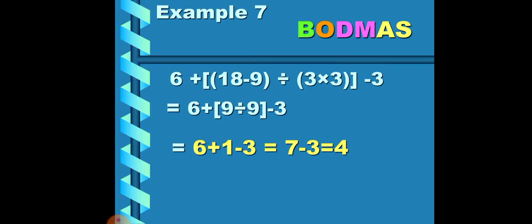So in the last step you can see I have written 6 plus 1, minus 3 is carried down as it is. Now here you have to go for addition first of all before you go for subtraction. So 6 plus 1, this will add up to 7. 7 minus 3 will give us 4. So this is how we have simplified the given numerical expression.